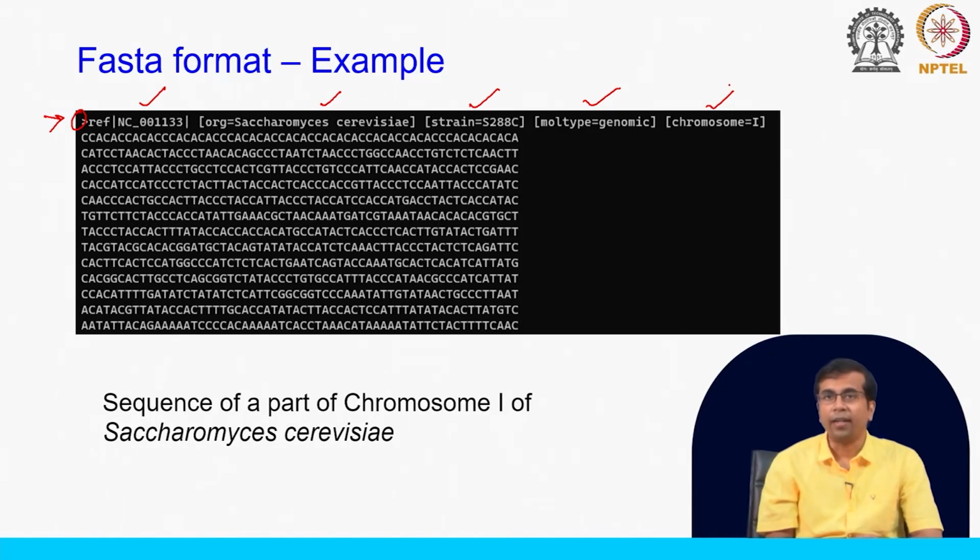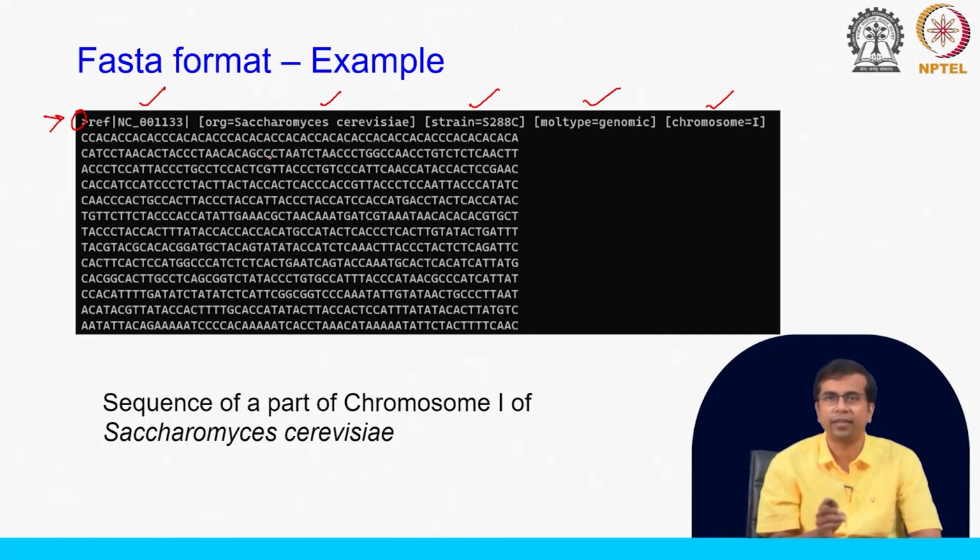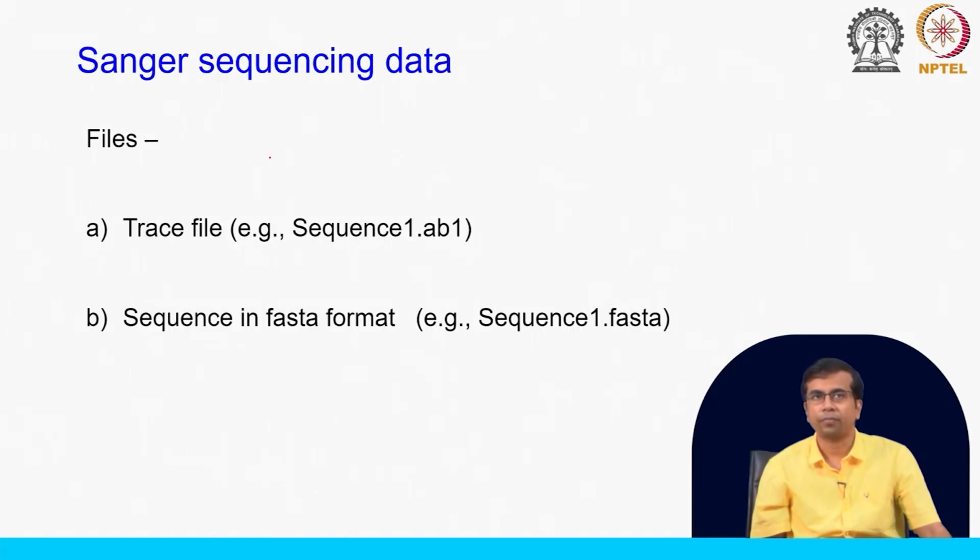So, this is the header line, and then you have the sequence information, right. So, the actual sequence information you can see this CC, SE, etc., right. So, this should be your FASTA format. You have probably seen this before.